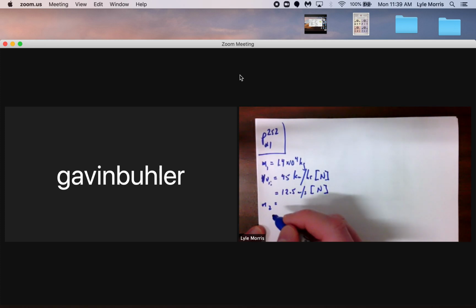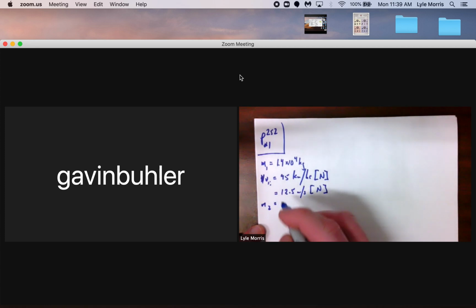M2, 1.5 times 10 to the 4 kilograms. And V2i is 53 kilometers an hour.